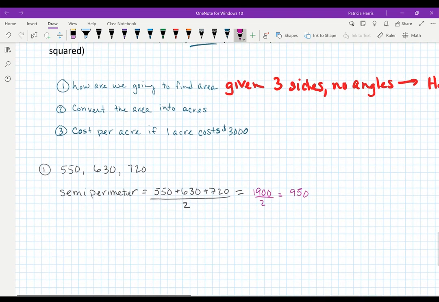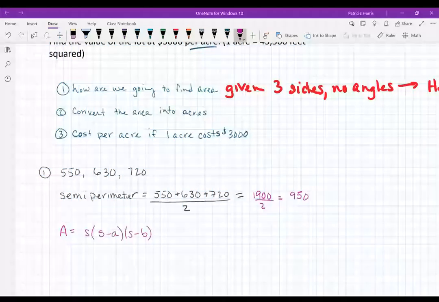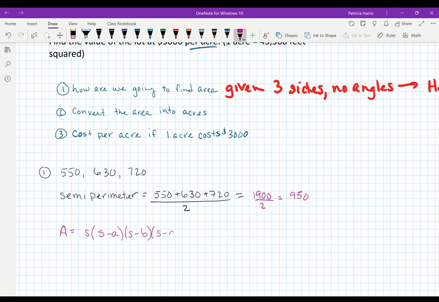Now I'm going to use Heron's formula to find the area. So remember, the semi-perimeter, and semi-perimeter minus side A, semi-perimeter minus side B, semi-perimeter minus side C. And then we take the square root. Okay, so let's write all that down.